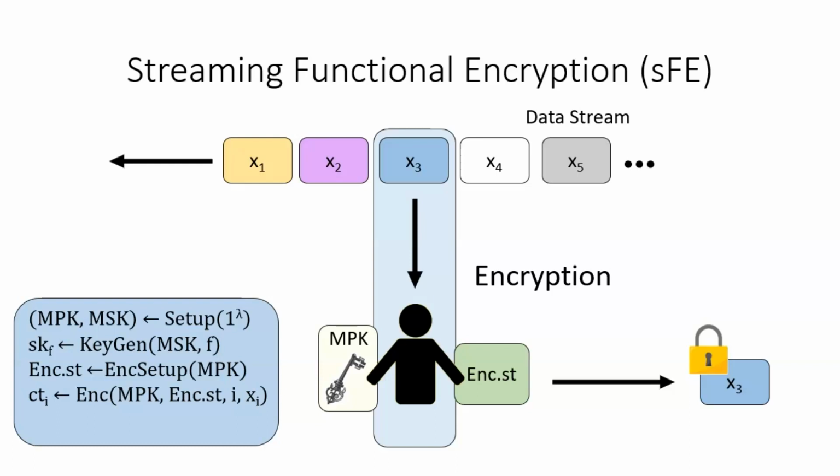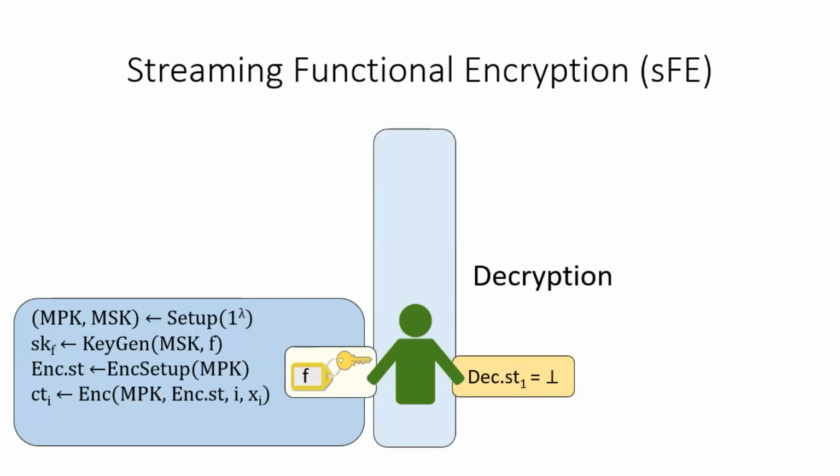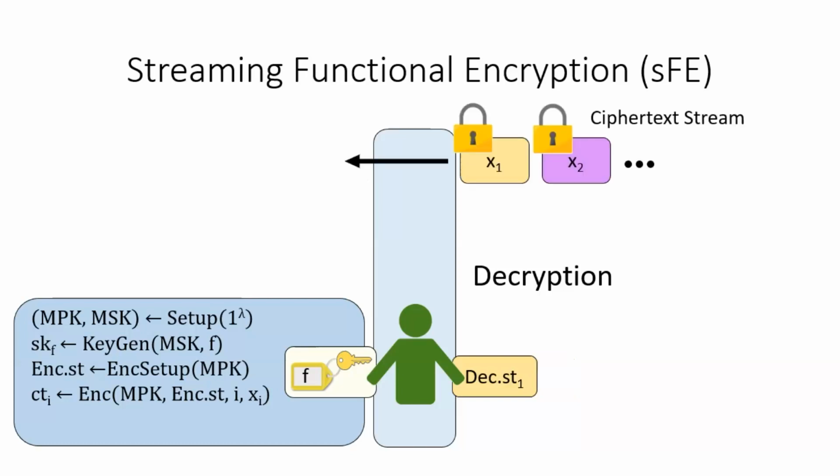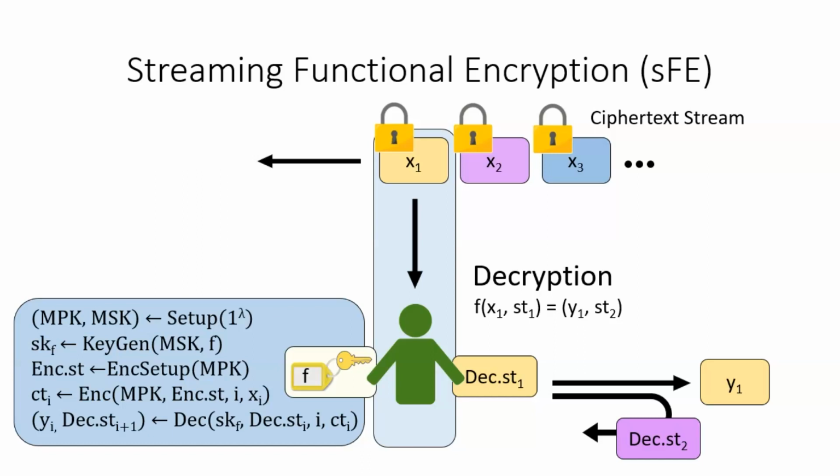All right. Then on Bob's end, Bob has a function key for some streaming function F, along with some starting decryption state, which will be updated but starts off as empty. And Bob starts to receive the ciphertext from Alice. So as soon as Bob gets the encryption of the first element of the string, he can use this decryption state and his function key to learn Y1, which is the first output. So F of X1, state 1 is Y1, state 2. And during this process, he will also update his decryption state. You should think of the new decryption state as somehow encrypting state 2, since the intermediate states have to be hidden in this process.